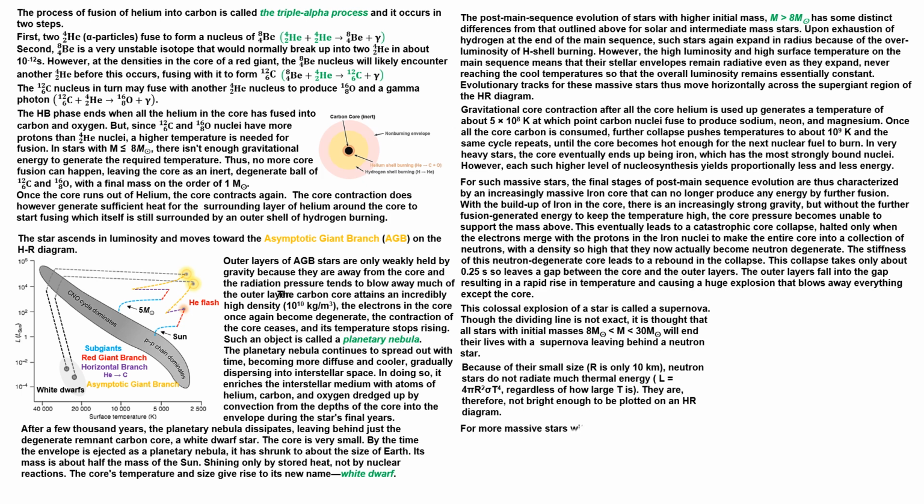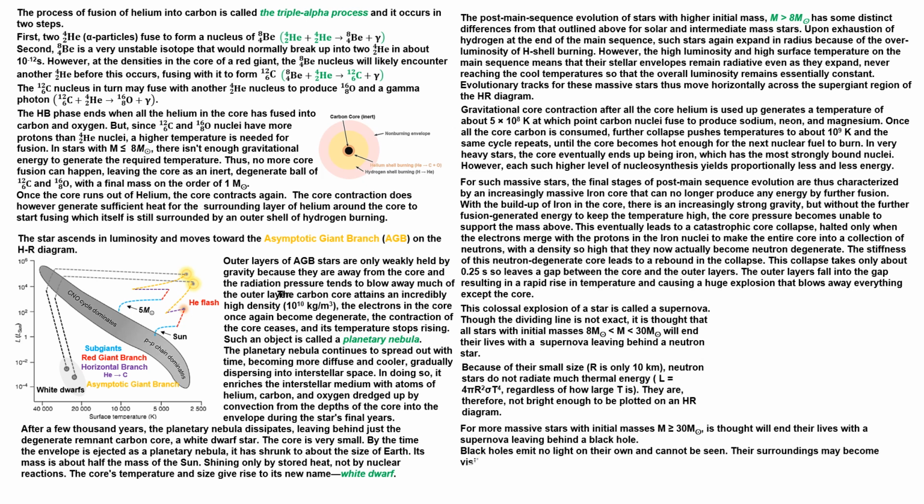For more massive stars with initial masses greater than 30 solar masses, it is thought they will end their lives with a supernova, leaving behind a black hole. Black holes emit no light on their own and cannot be seen. Their surroundings may become visible if they accrete mass from a binary companion, but they still cannot be placed on an HR diagram.